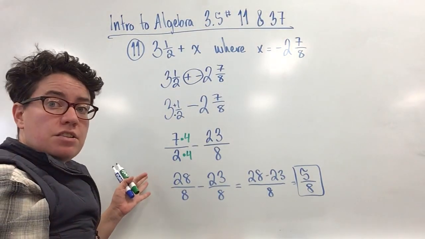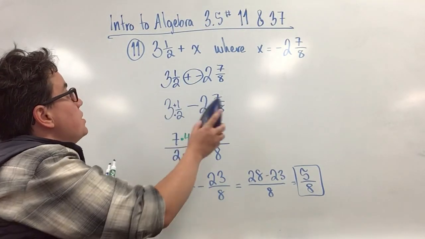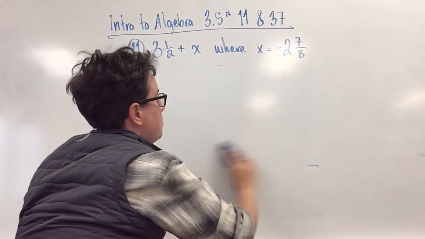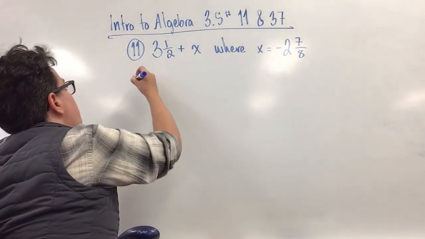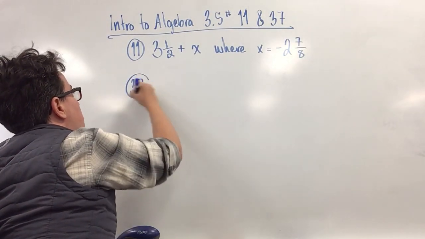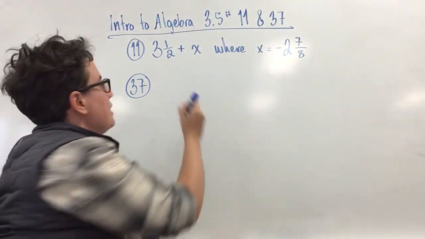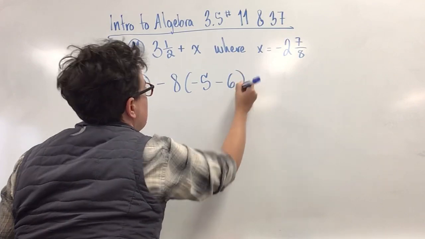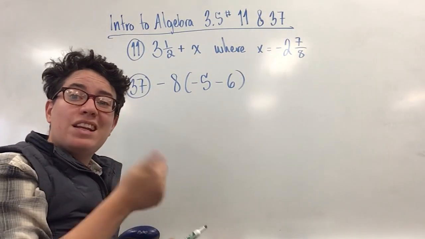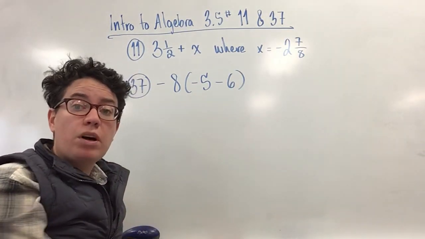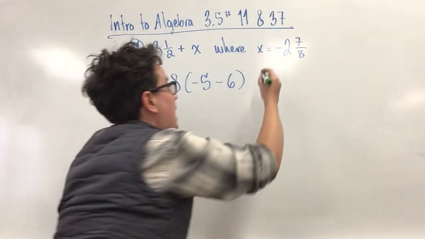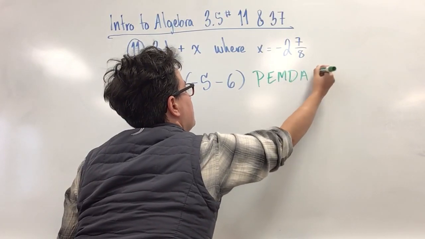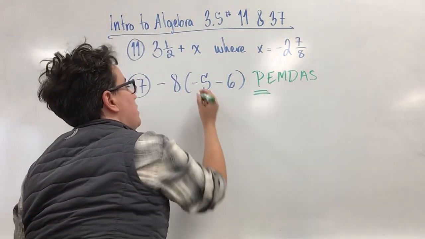Now I'm going to erase this, so if you want to pause you can, and I'm going to then look at number 37. So this is from the review. Number 37 is an evaluate problem. It's a review problem, and it asks, what is negative 8 times negative 5 minus 6? Now the big thing, so like 37, 39, and 41, the main thing is you have to follow your order of operations, which means parentheses first. This is going to be the big one.